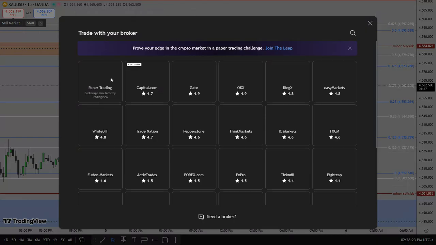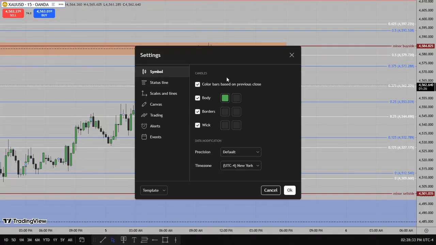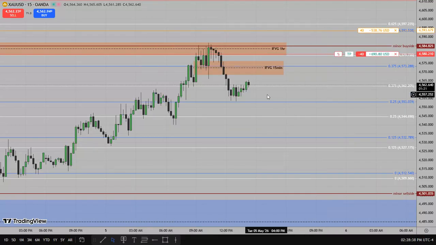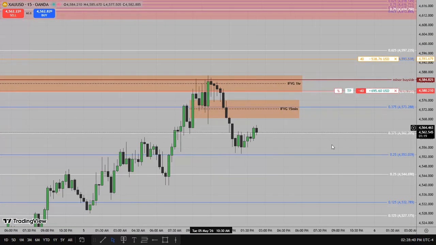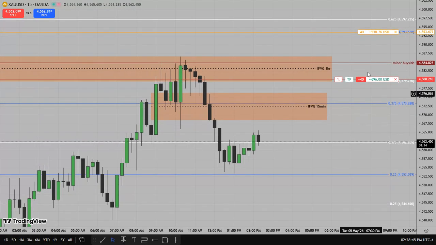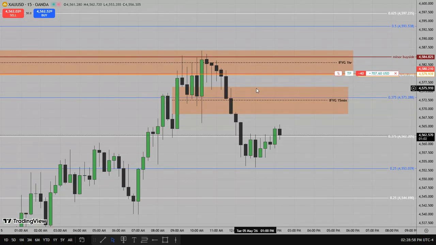Let's connect to my paper trading account for a quick plot before I leave you guys. So I have these positions here. You see that there? I want to pull that to break even. Now I am safe. I am protected.